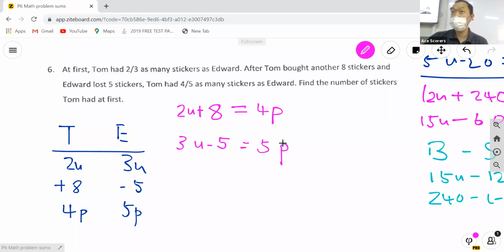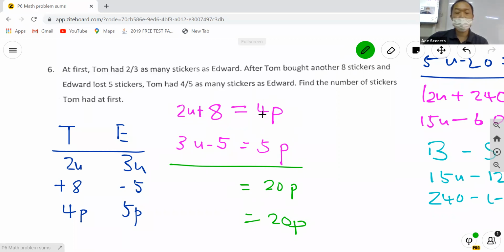Change to what? 20. Yeah, find the common multiple, right? Recap, this is the part where we find the common multiple. So we make these the same. So we get 20 parts here and 20 parts here. Okay, so for the first row, to get 20 parts, we multiply by 5, right? We get 10u plus 40. And then the second part here, the whole thing times 4. So we get 12u minus 20.